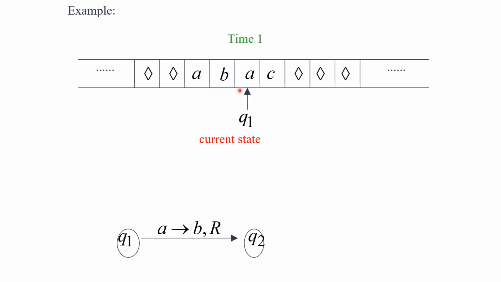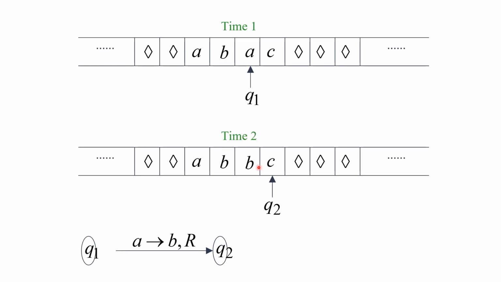For example, this is the string. We are reading A. What are we doing? We are writing B in the place of A and moving to the right. Now we move to this. See, in the place of A, we put B and move to the right.